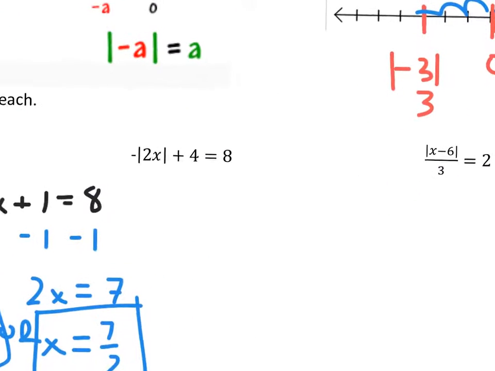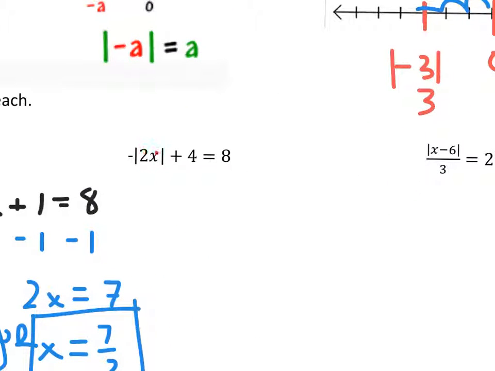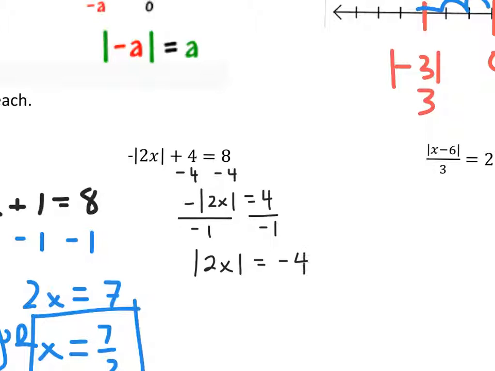So for the second one, I want to get the absolute value bar by itself. So I'm going to subtract 4 from each side first. So I have the opposite of the absolute value of 2x equals 4. And I need to get rid of this opposite sign, and this is like having a negative out front. So I'm going to divide both sides by -1, and I'll get the absolute value of 2x equals -4. So can you have the absolute value equal a negative number? Can you have a distance equal a negative number? You cannot, so it's no solution.